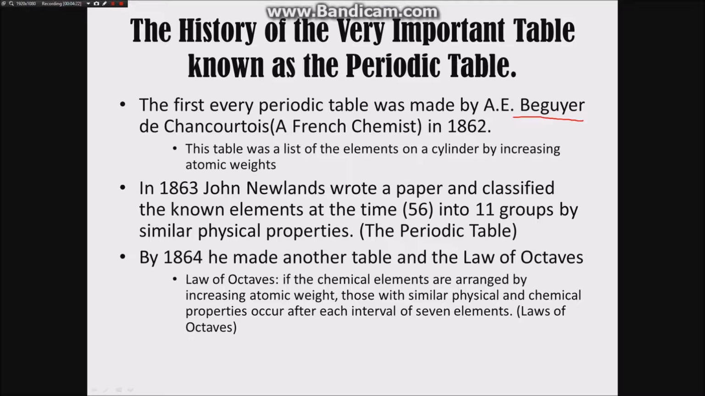In 1863, John Newlands wrote a paper and classified the known elements at the time, 56, into 11 groups by similar physical properties. By 1864, he made another table and the laws of octaves. We won't be going too deep into them, because I don't think I understand them fully enough to tell you guys what they are. And you aren't that far yet.